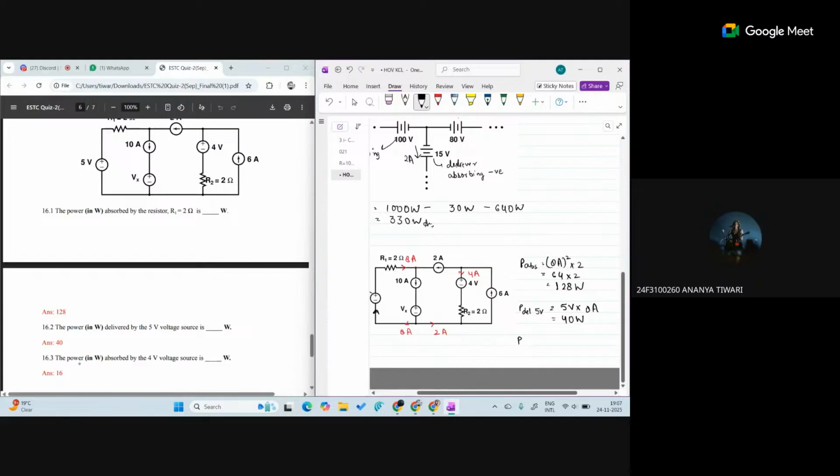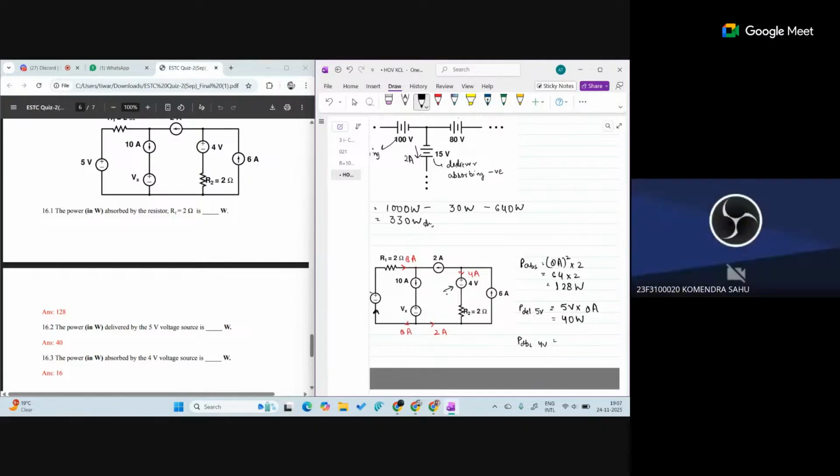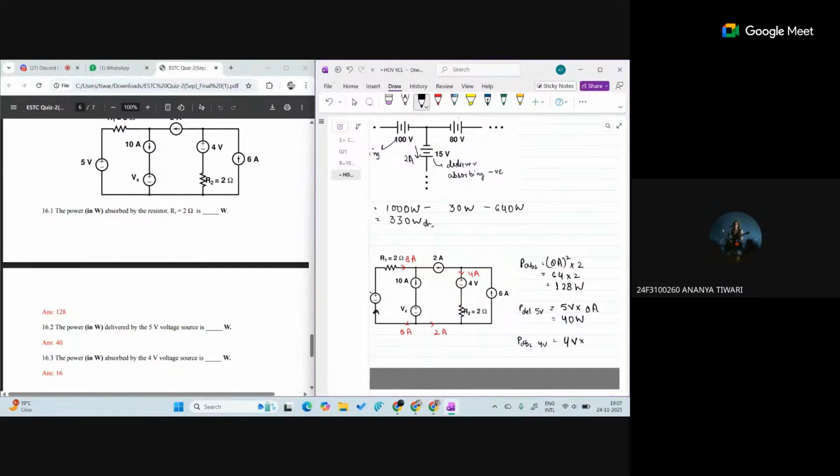So now it is asked the power absorbed by 4 volt. Here we have this 4 volt. So is it delivering power or absorbing power? It is absorbing. So there will be no sign change, and we can write 4 volt into 4 ampere. This would be 16 watt. Clear? But ma'am, 6 ampere is also in the circuit, na ma'am. 6 ampere is in this different branch.